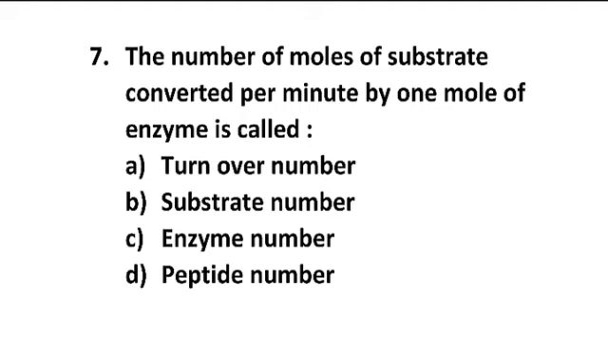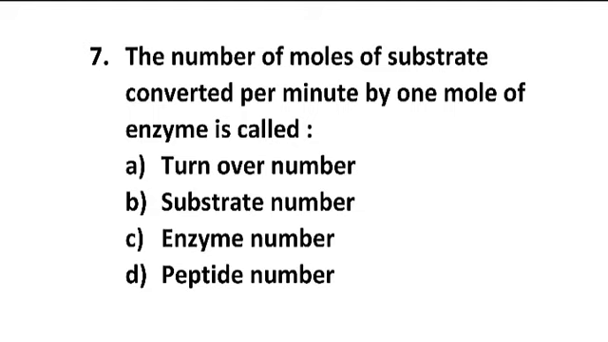Next question is, the number of moles of substrate converted per minute by 1 mole of enzyme is called A. Turnover number, B. Substrate number, C. Enzyme number, D. Peptide number.